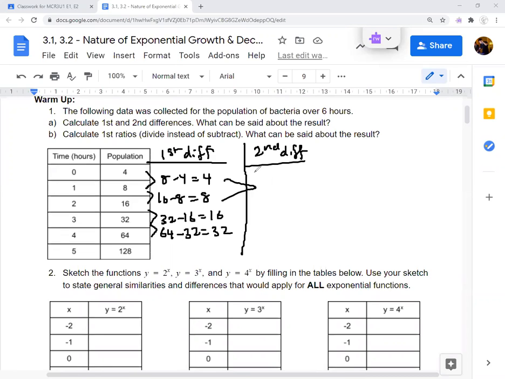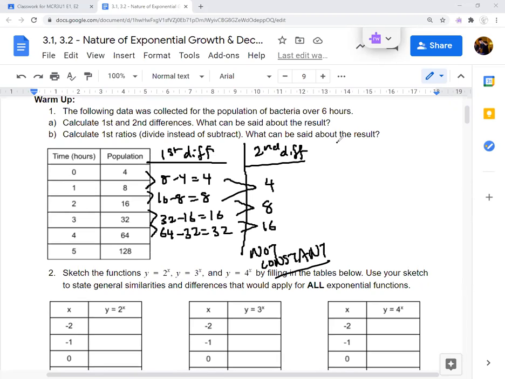The first property I want to show is how first and second differences don't help us when it comes to exponential functions. So we have all of these subtractions, and now 8 minus 4 again is a 4. 16 minus 8 is an 8. 32 minus 16 is a 16. It is not constant, just like the first difference. It doesn't help us.